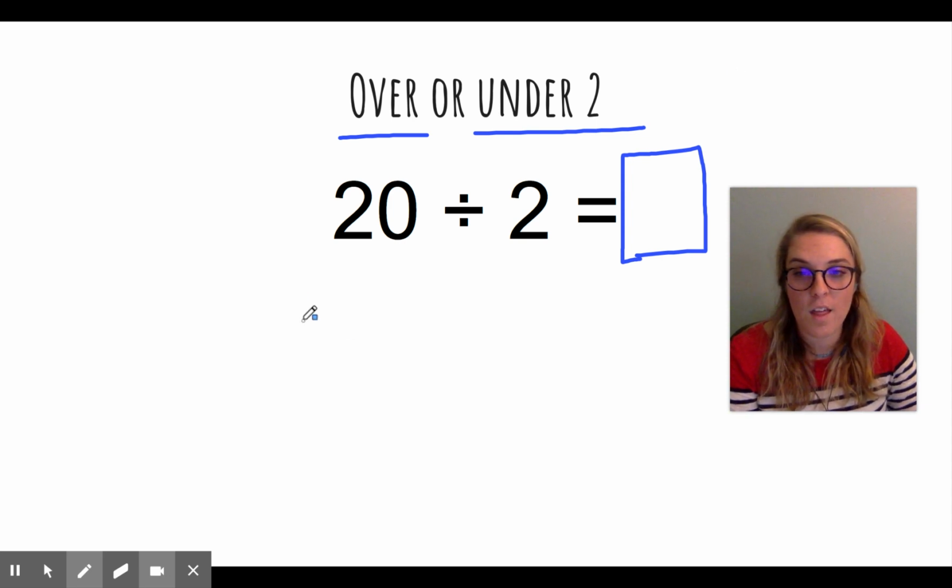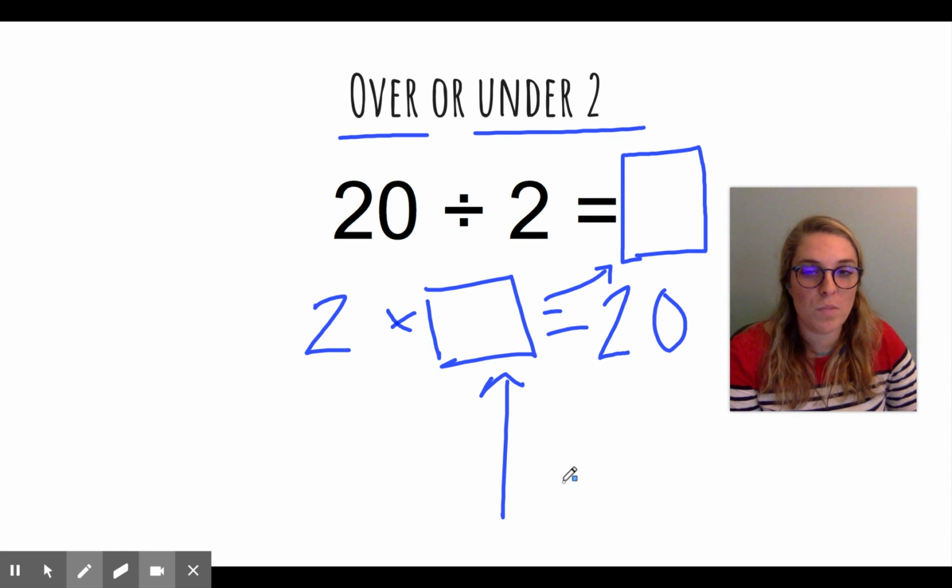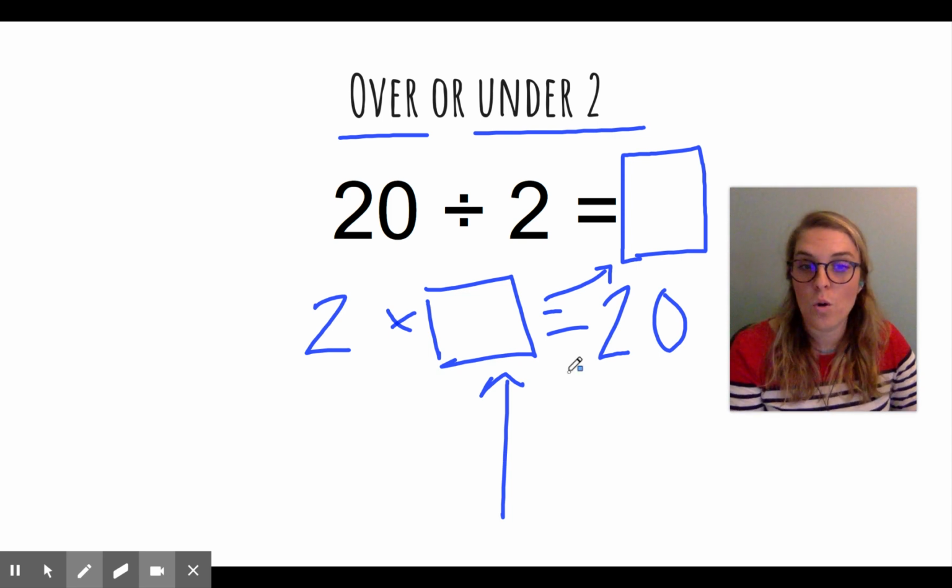I'll give you a quick hint. Think about it like this. The number that's going to go here is the same number as here. Is that going to be over 2 or under 2 in order to make the product 20?